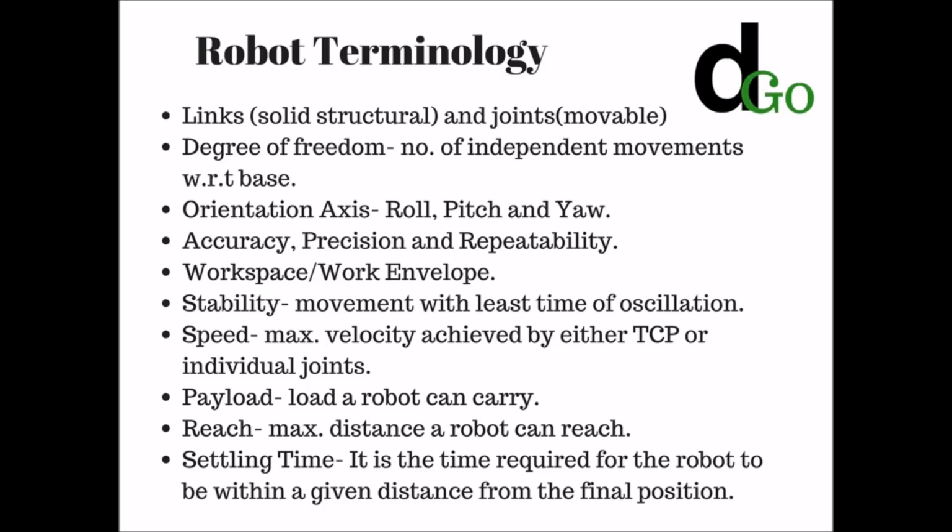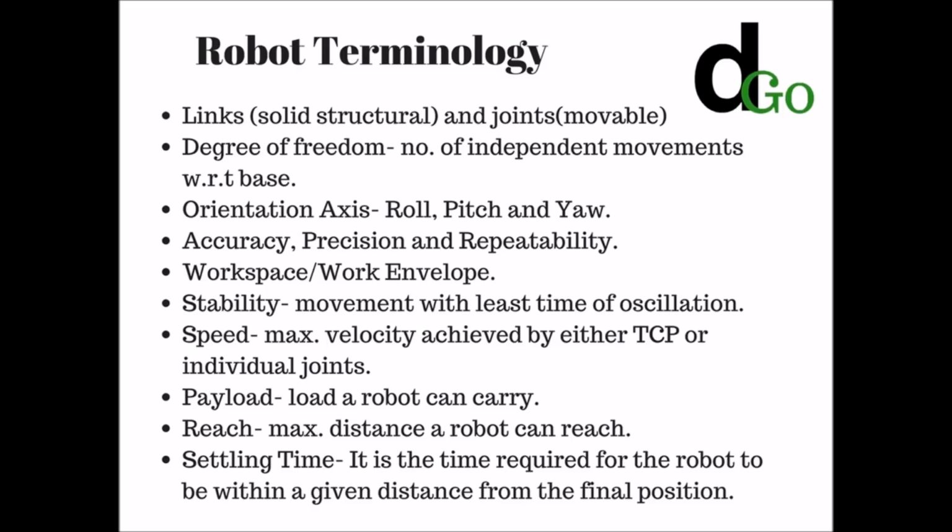Accuracy, precision and repeatability, you would have heard this before as well. Accuracy is how close the arm will be when it comes to the desired point. Precision is defined as how accurate you are. And repeatability is how accurately the same position can be reached if the motion is repeated many times.